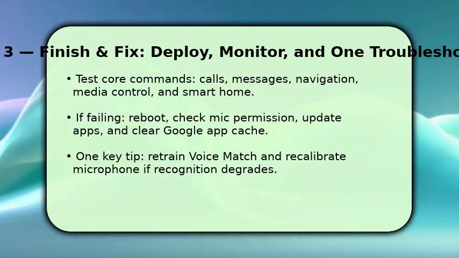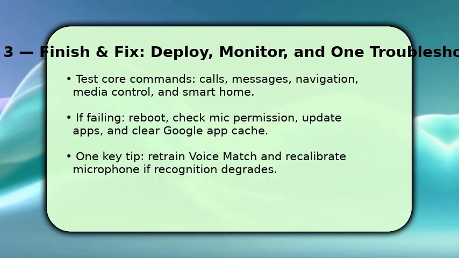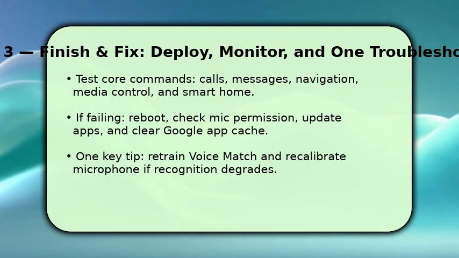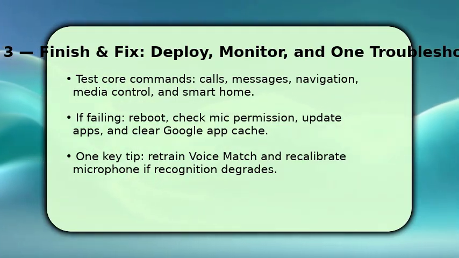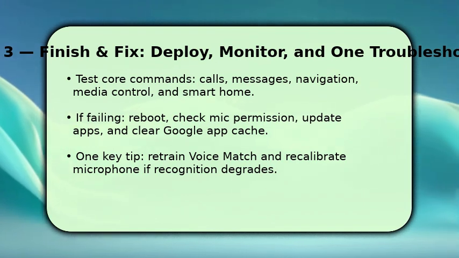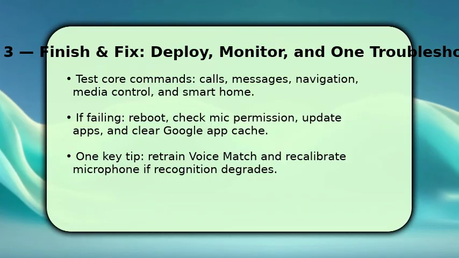If something fails, follow a quick troubleshooting sequence. Reboot the phone, confirm microphone permission, update the Google app, and clear its cache. These steps fix most issues. Make sure to retrain voice match and recalibrate or clean the microphone if recognition worsens. This often restores accuracy. Finally, practice a few multi-step routines so you know how voice control behaves in real use.